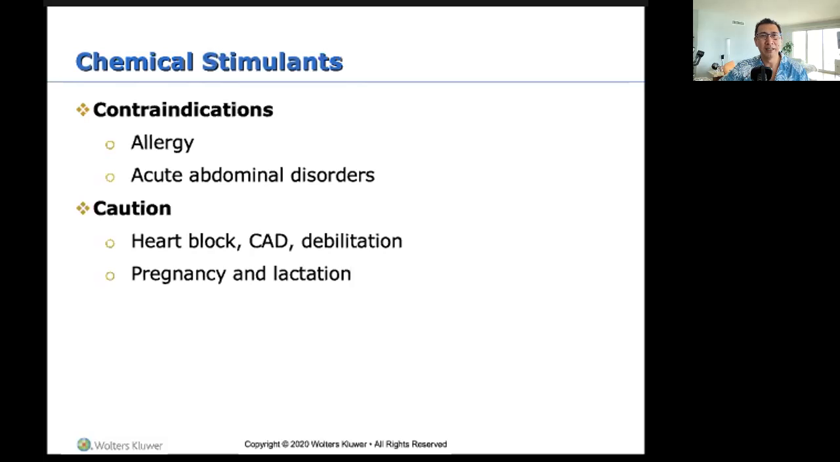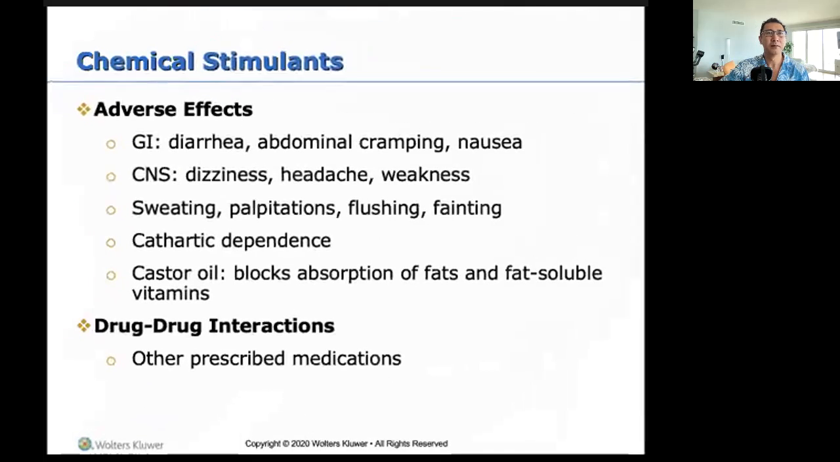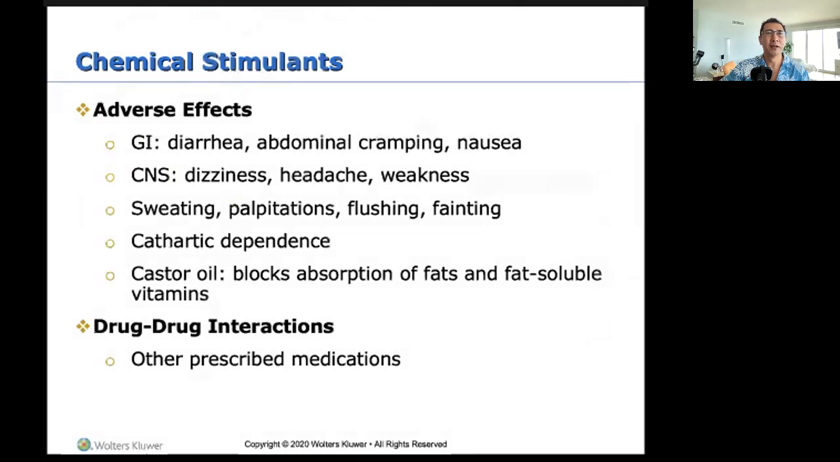Heart block, CAD, debilitation. It's not common with these medications, but it's there. Adverse effects with these chemical stimulant laxatives: GI is diarrhea, abdominal cramping, nausea.